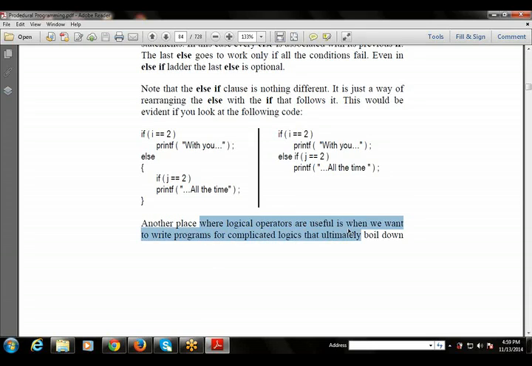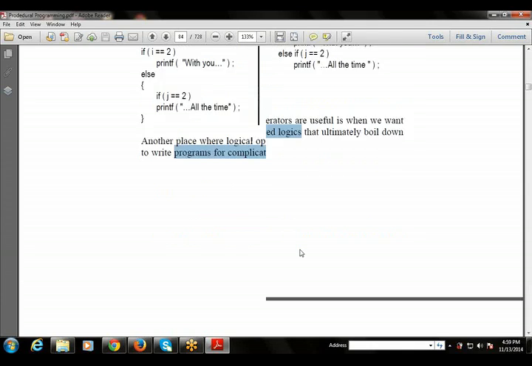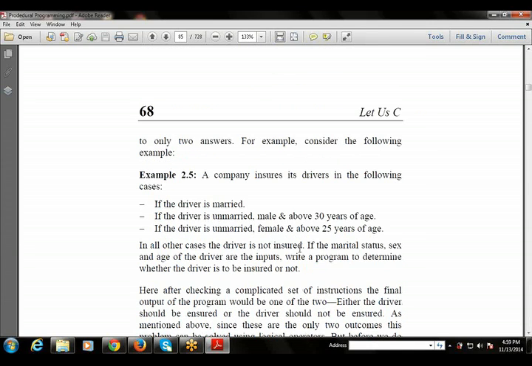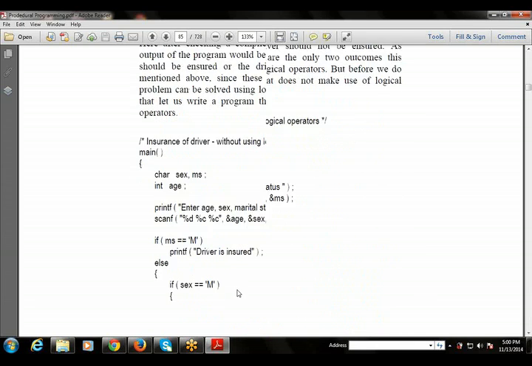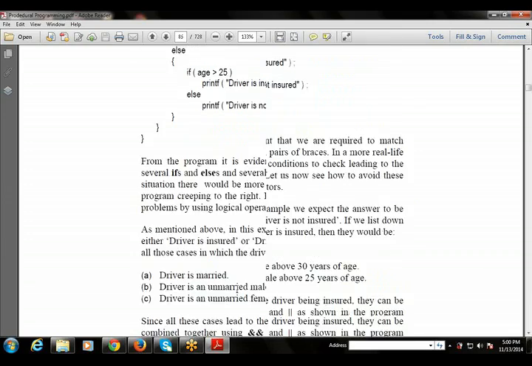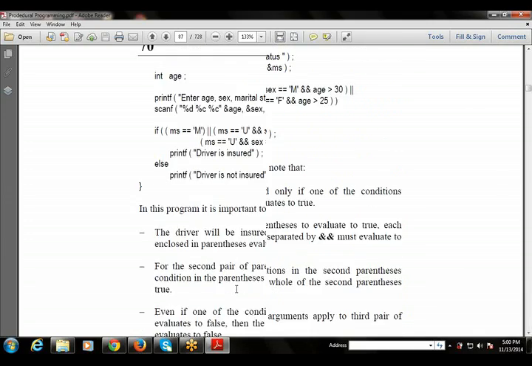Another place where logical operators are useful is when you want to write a program for complicated logic that ultimately boils down to only 2 answers. That is, there are only 2 answers. This is also used. This is the syntax that is used.